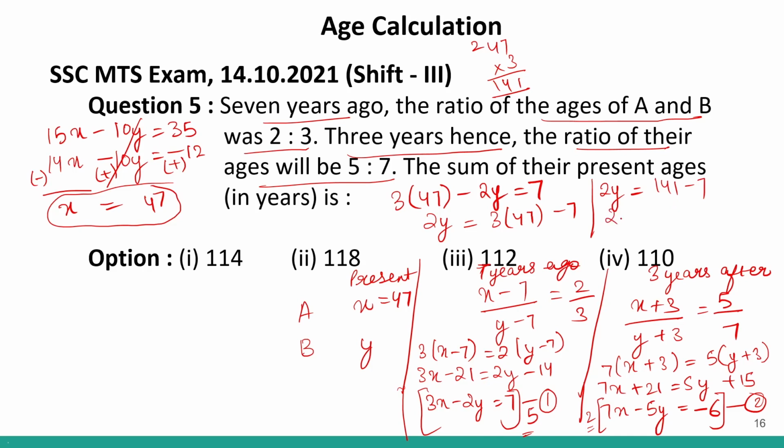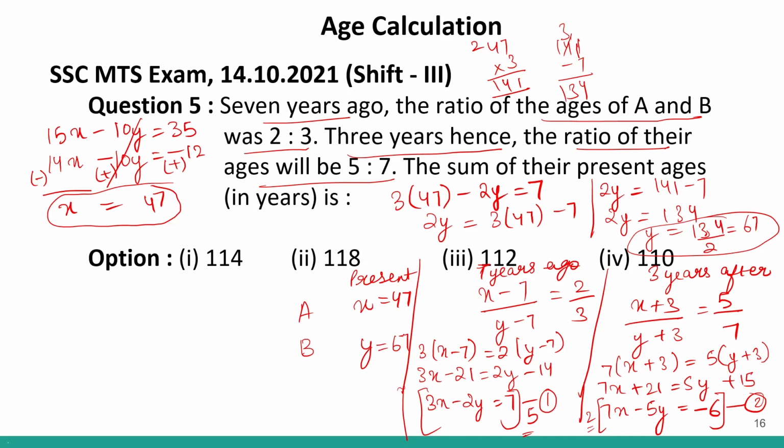And if I take out 7 over here, I'll get how much? 141 minus 7 is 134. This is the value of 2y. So, y's value will be 134 by 2. 134 by 2 will be how much? 67. So, y's value is 67. This is the value of y.